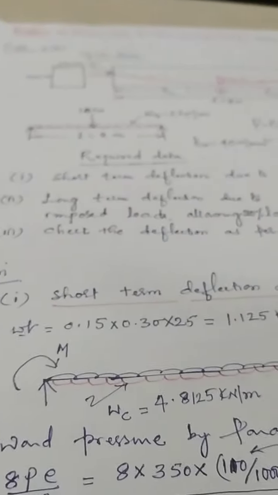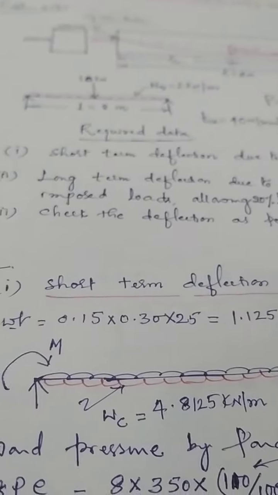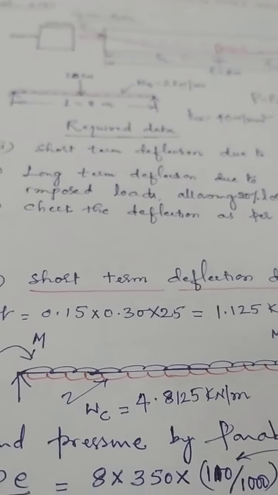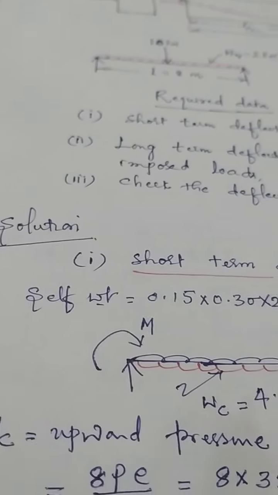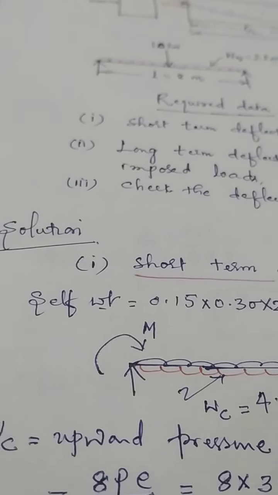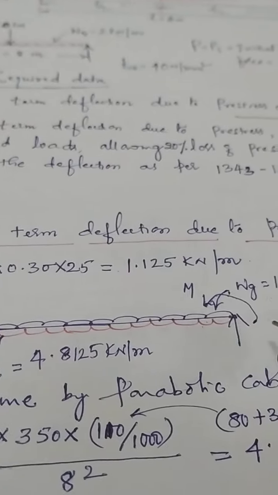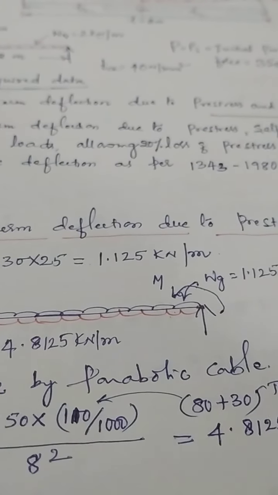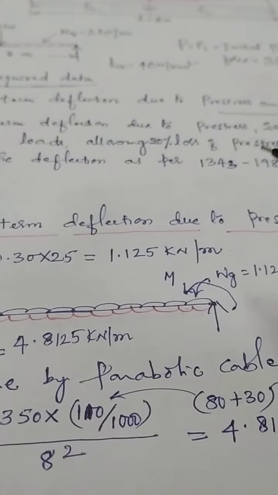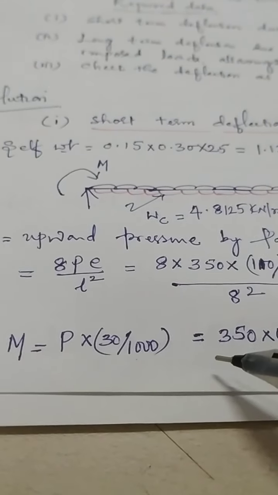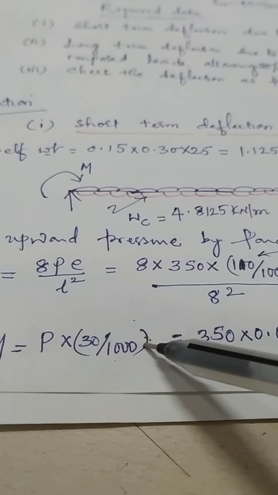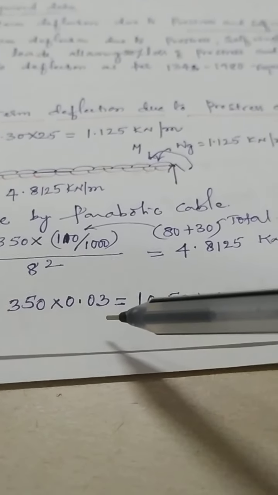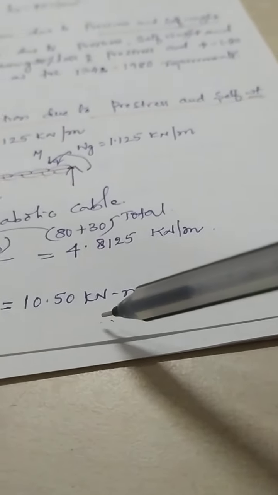And let us see the first case, short-term deflection due to pre-stress and self-weight. Here, this is the free body diagram with all loadings. Here at the ends M is there because at the ends there is eccentricity. What is M? It is calculated somewhere here. P into E. E is in mm, it is converted to meter by dividing by 1000. That is M is 10.50 kilonewton meter.